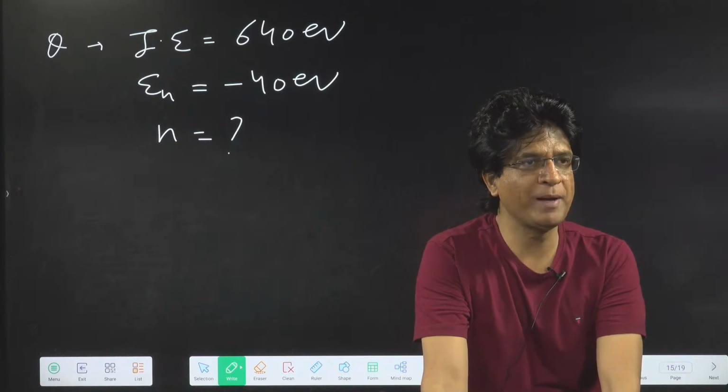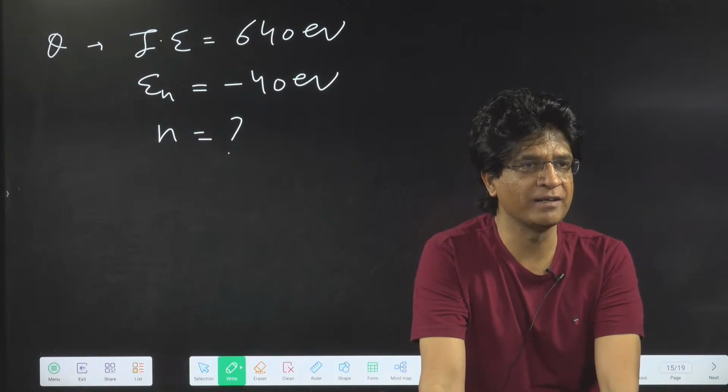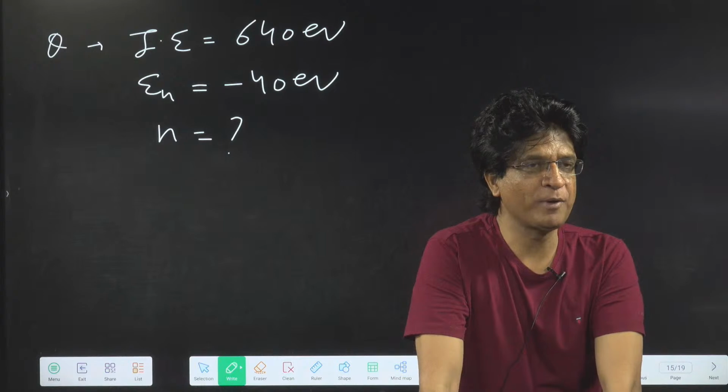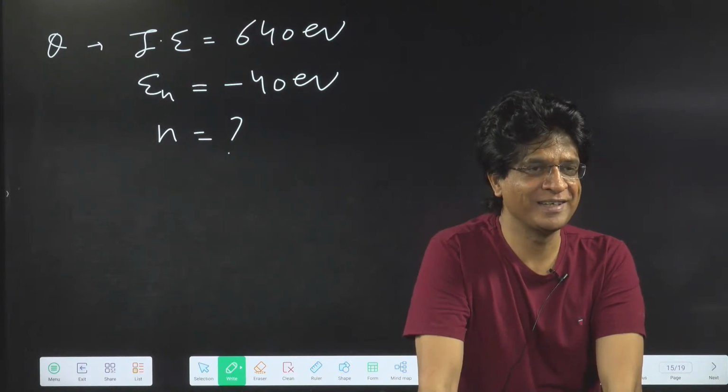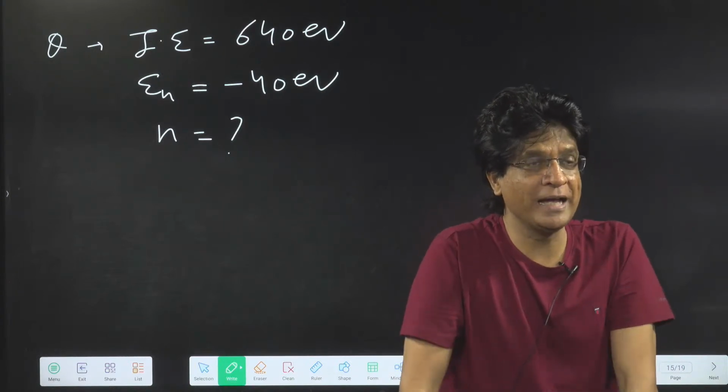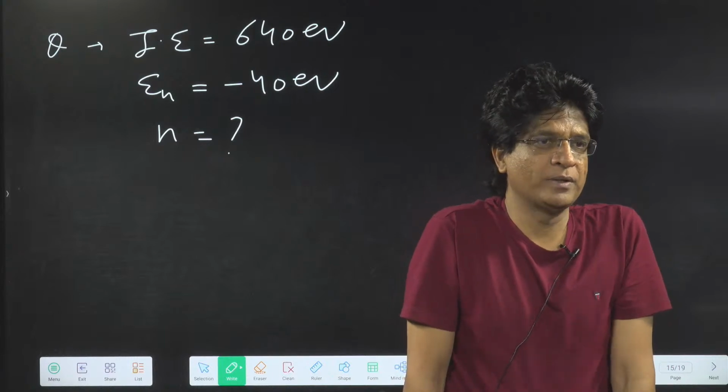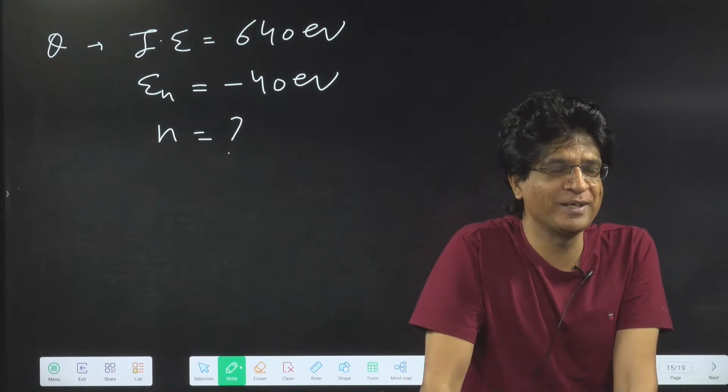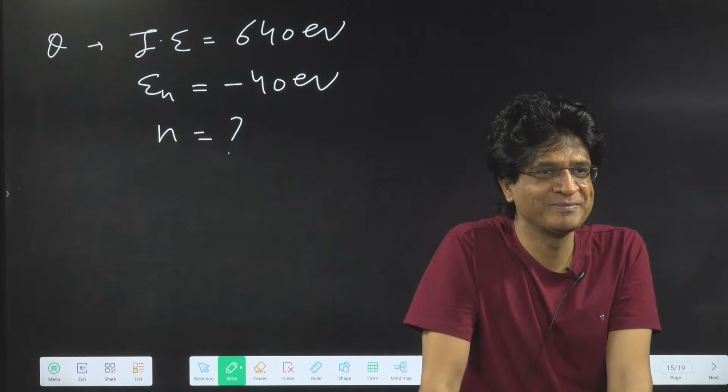No, I'm asking En. Zamir, I'm not asking E1, I'm asking En. E1 is correct, but I'm asking N, orbit number. For which orbit number are we talking about?